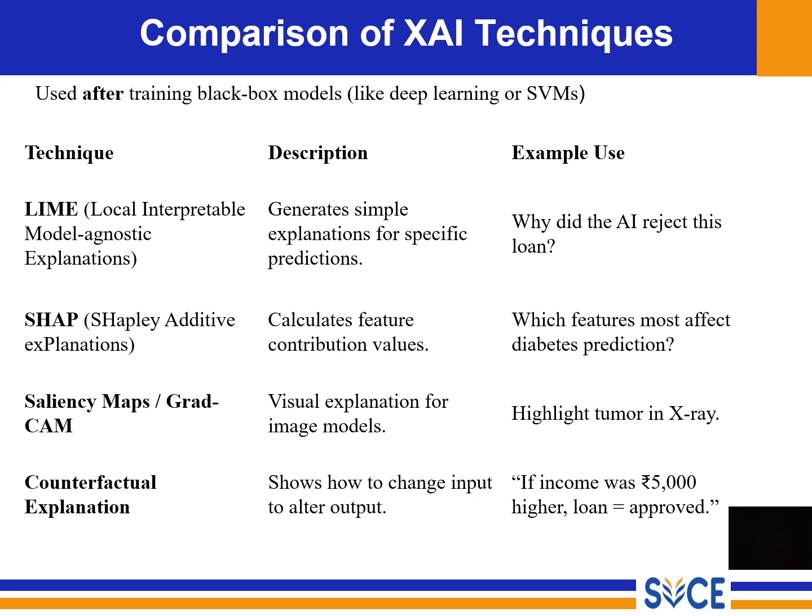Then Grad-CAM. Okay, it is used for image-based models. It highlights the areas in the image that influenced the decision. So for example, in a chest x-ray, it highlights the part showing the tumor. Then the fourth one is counterfactual explanations. It shows how changing the input can change the output. For example, if your income was 5,000 higher, your loan would be approved. Okay. So we'll see the next one.